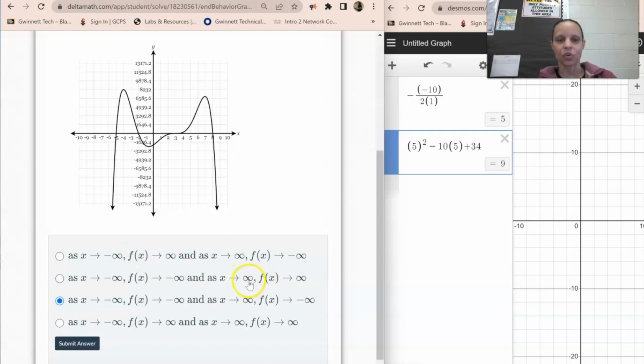As x is going to the right, to positive infinity, what's the graph doing? Negative infinity. So this would be your answer. As x is going to the left, the graph is going to negative infinity. As x is going to the right, the graph is going to negative infinity. Both negative infinity.